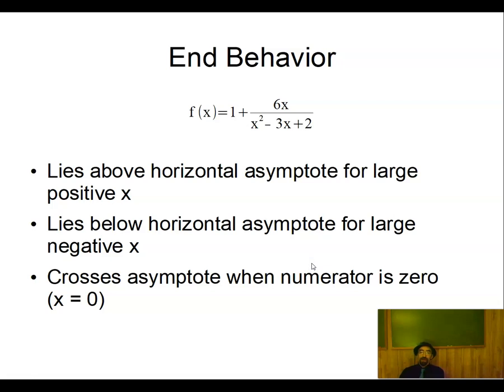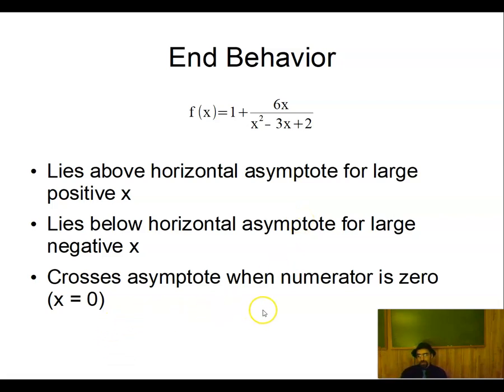But now, to figure out how it behaves near that asymptote, if x is large and positive, let's look more closely. We said this is like 6 million over 1 trillion. That's a positive tiny little fraction. So for large x, this approaches the asymptote from the top. And for large negative x, this approaches from below.